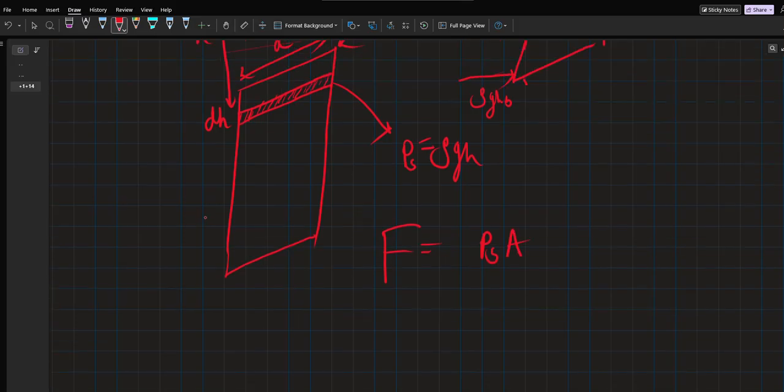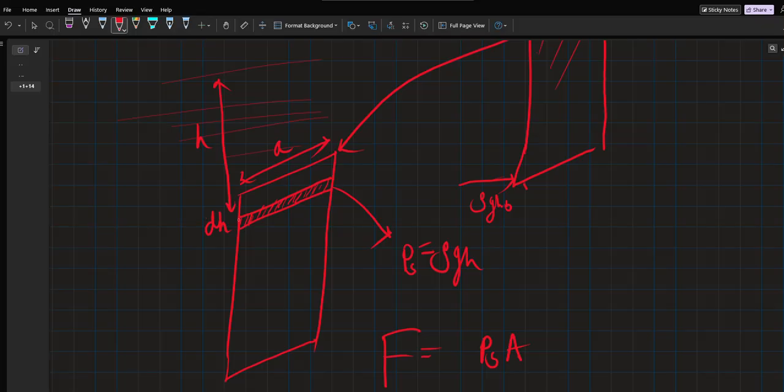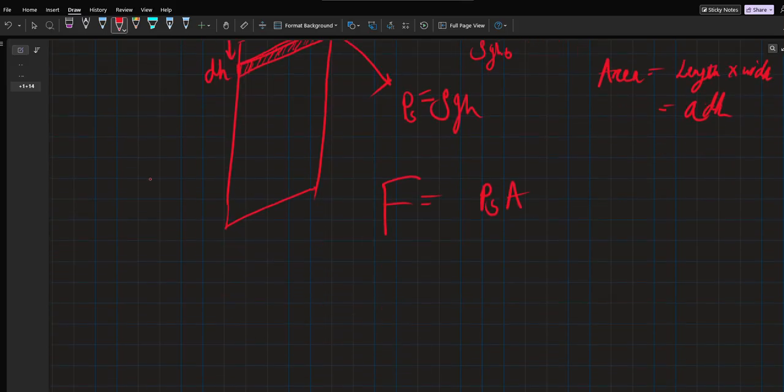Now, from this strip, you can find the area. We know the length, or you can talk this is the width and this is the length. So the area is always length times width, right? Which is here the length is A and the width is DH, right? So we got the area. Now we'll just put these values here.